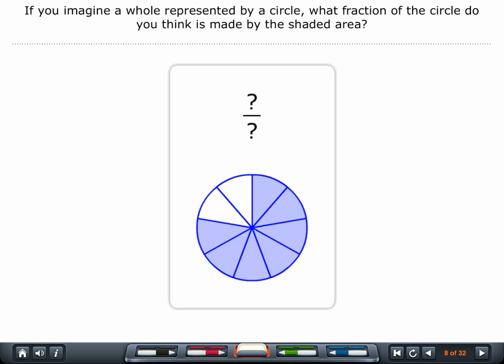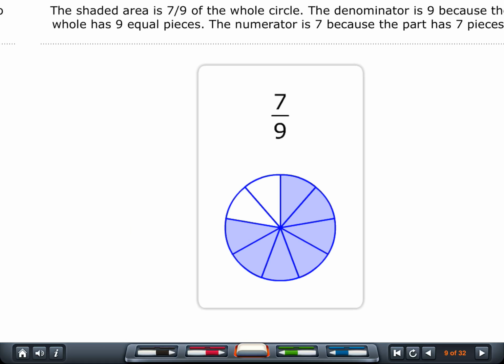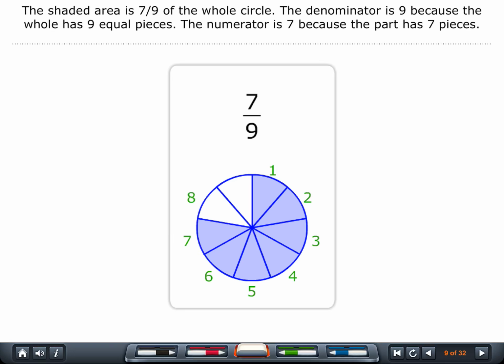If you imagine a whole represented by a circle, what fraction of the circle do you think is made by the shaded area? The shaded area is 7/9 of the whole circle. The denominator is 9 because the whole has 9 equal pieces. The numerator is 7 because the part has 7 pieces.